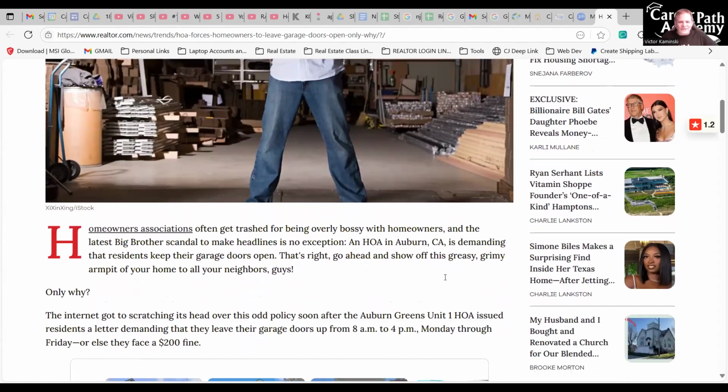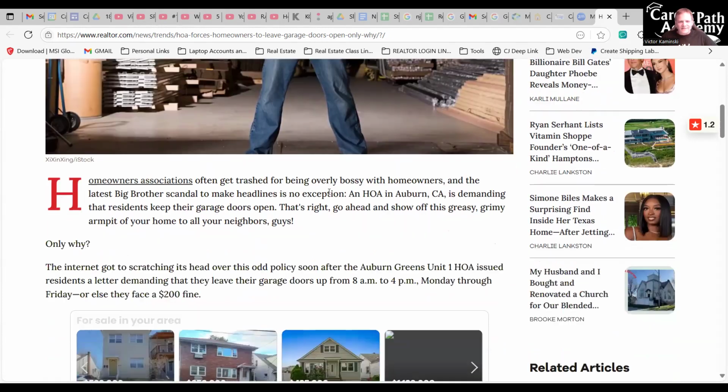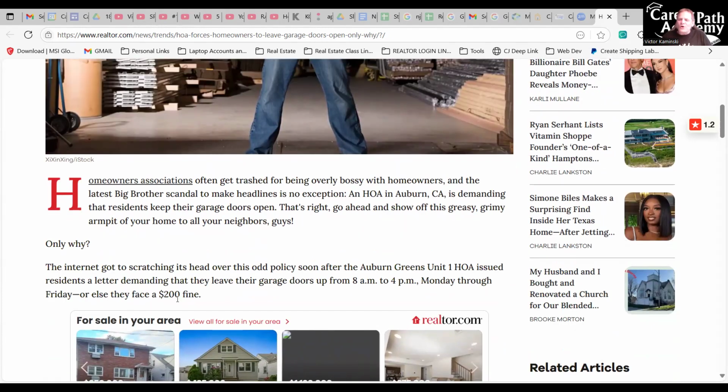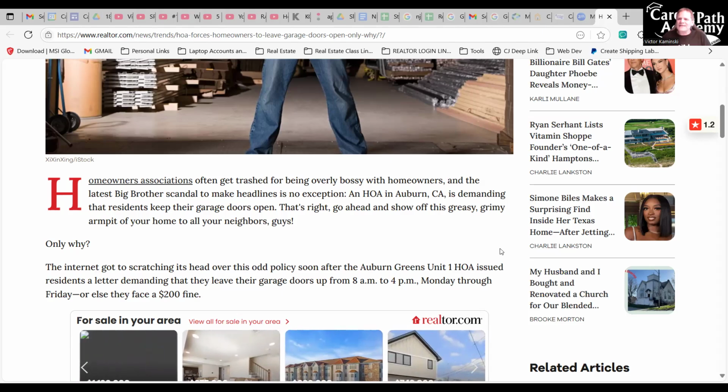Okay, so look, most people, they park their car in the garage, or they store crap there, and it's like the opposite of your house. Why do you want to keep the door open for the world to see? The association here wanted to institute a $200 fine for every day that you're not leaving your garage door open between 8 a.m. and 4 p.m. That's crazy.